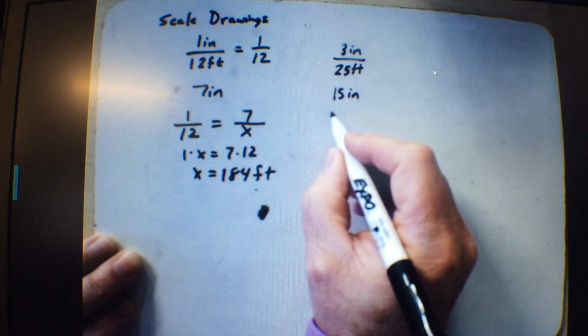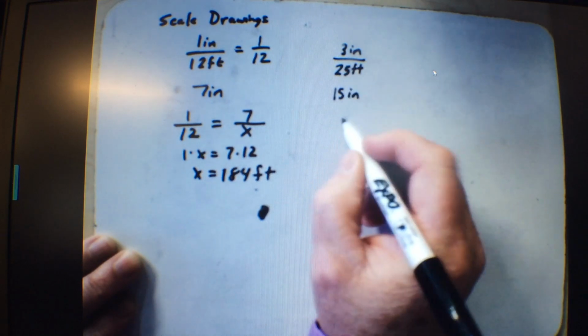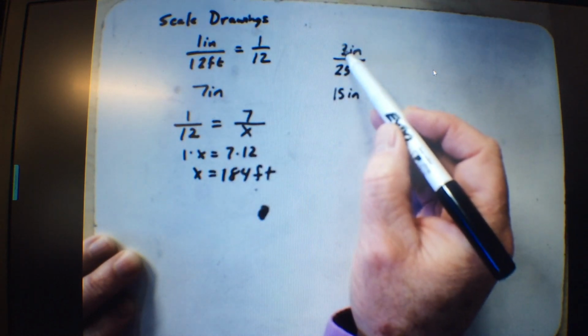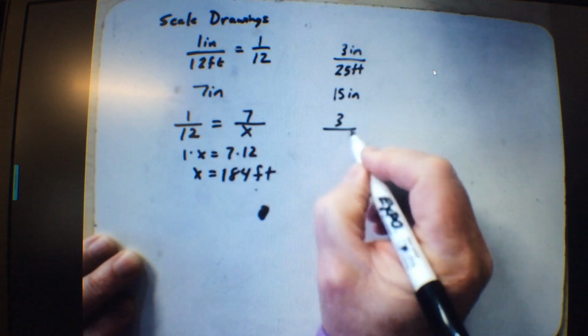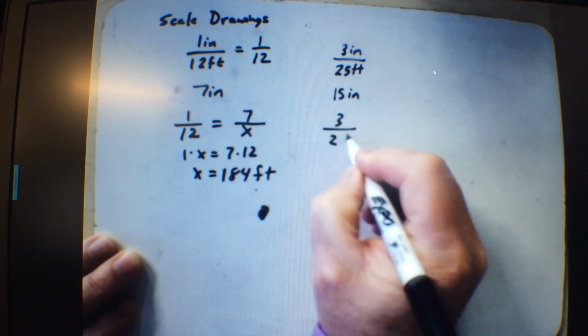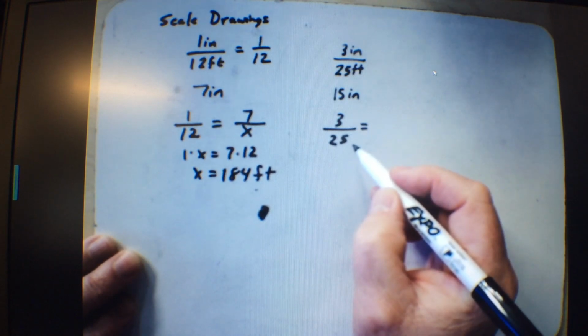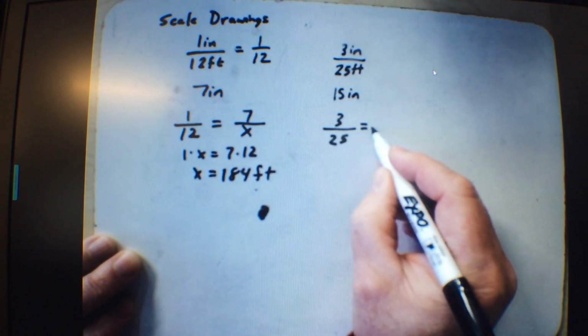All right? Olivia, I would go what? My scale is what? 15 over. No, my scale. Here's my scale. Olivia, what's my scale? Here's 3 inches. 3 over what? 25 feet. All right, 25. And I don't want to put the labels because they'll only confuse me on this, okay, Olivia? All right, and I put another fraction.